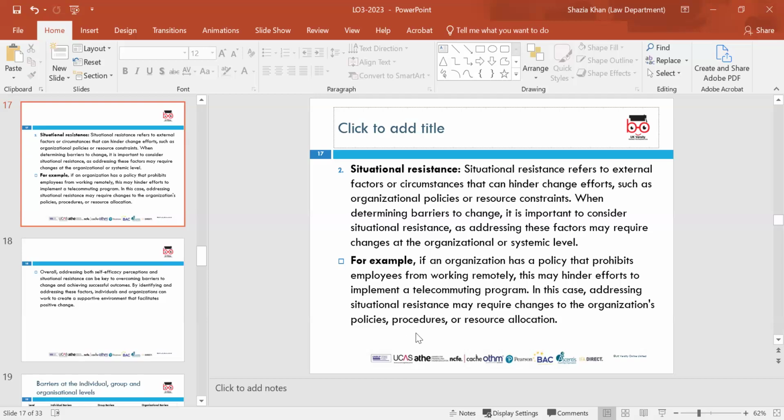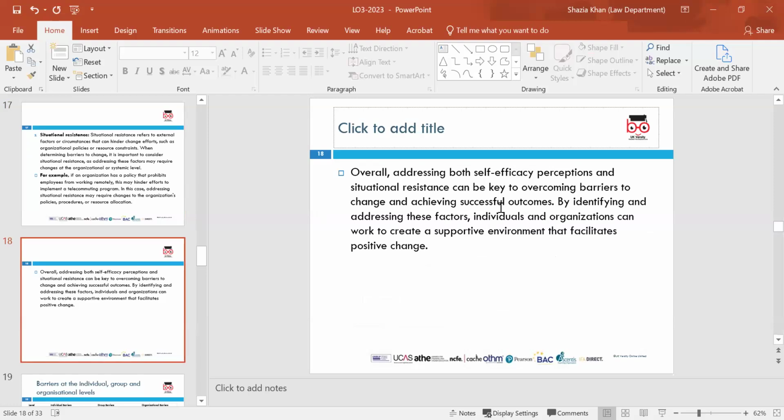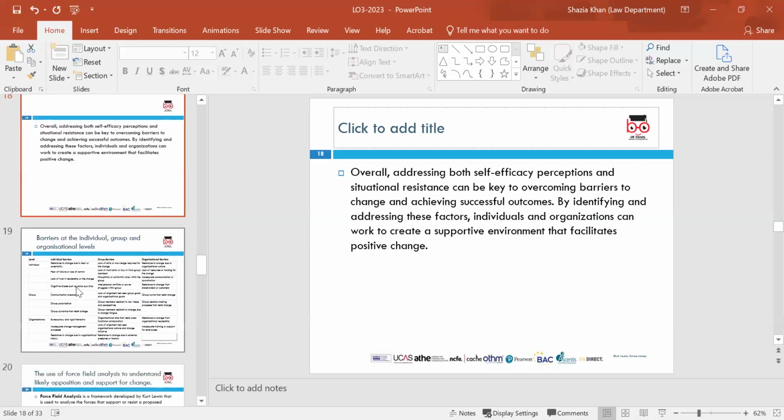They may have to, compared to before, put in changes that would identify elements of working at home remotely. Overall, addressing both efficacy perceptions and situational resistance can be key to overcoming barriers to change and achieving successful outcomes. By identifying these factors, individuals and organizations can create a supportive environment that facilitates positive change. It's difficult sometimes to put all this in place, as it impacts on your psychological stress, and you try to implement these changes, but sometimes it's quite hard.